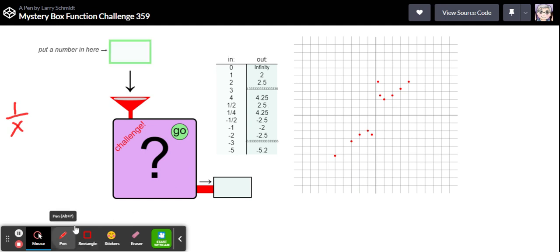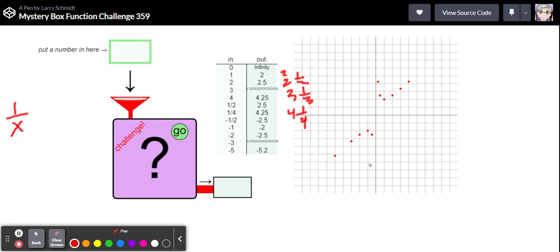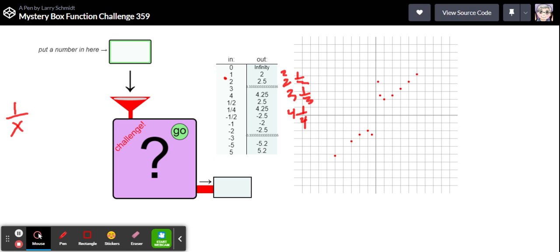When I put in 1, I got 2. When I put in 2, I got 2 1/2. Then 3, I got 3 1/3. And 4, I got 4 1/4. Now 1 is a little different, but it looked to me like I was always getting the number and 1 over the number. So I think that's what's going on. If I put in a 5, I should get 5 1/5, so 5.2, right? Let's try that. Yeah, and there's 5.2. And this is going to work.